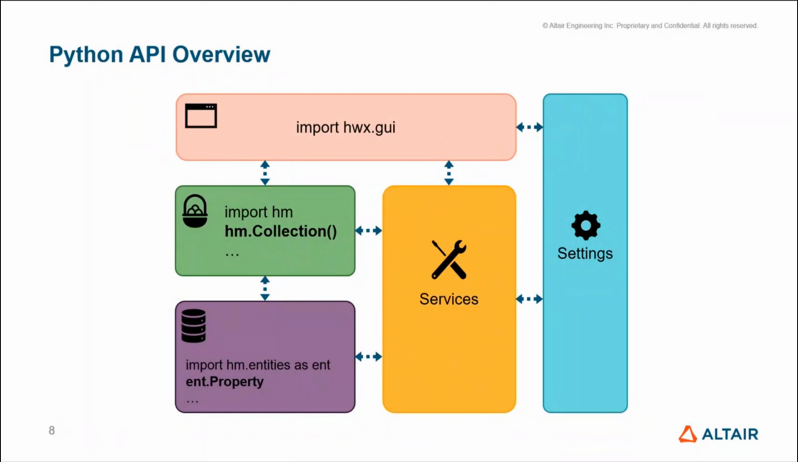Moving to database, this is the second module that you will need when you work with Python API, and this is the agent.entities module. This module groups all the entity classes. As I said, nodes, elements, properties, materials, parts, whichever. All of them sit in this module. You need to import this module to get access to these classes.